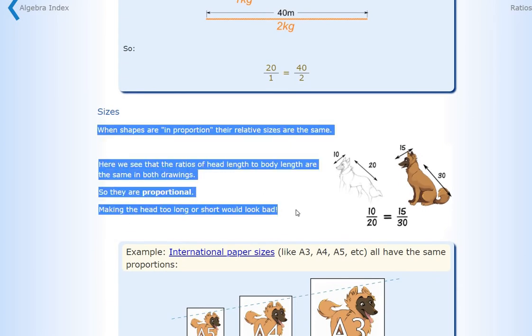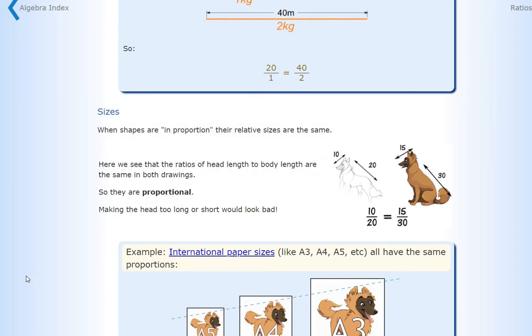Can you read this part? When shapes are in proportion, their relative sizes are the same. Here we see that the ratio of head length to body length is the same in both drawings, so they are proportional. Making the head too long or short would look bad. Very good. So 10 over 20 is equal to 15 over 30, or 1/2.